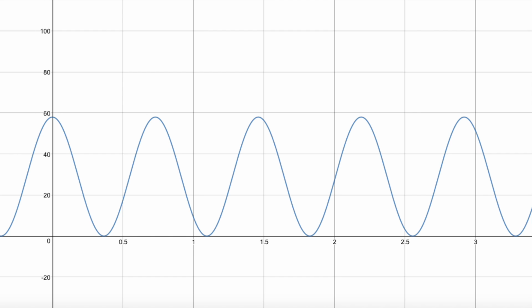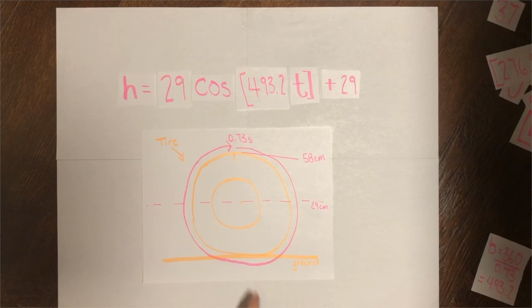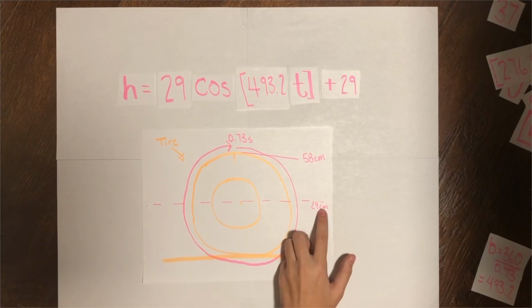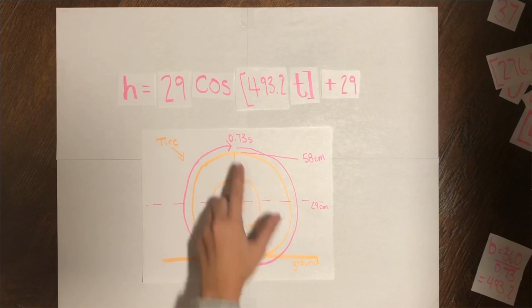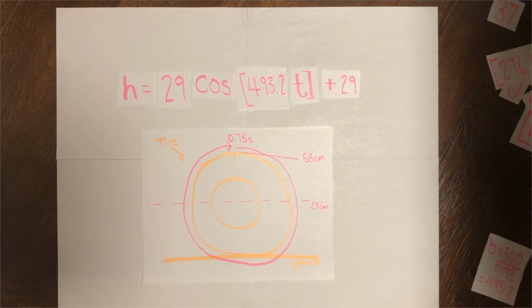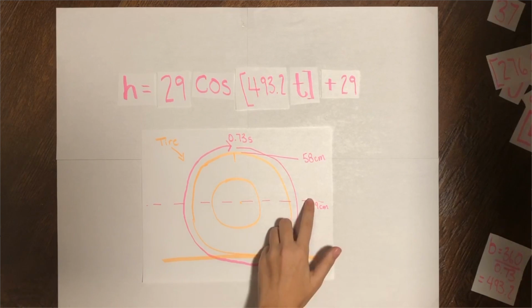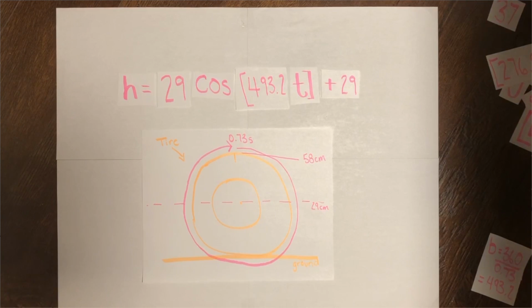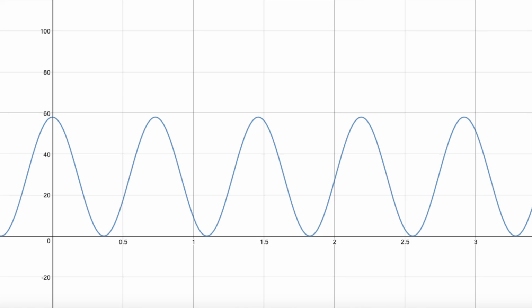Our h value is not shown in our equation because it has a value of 0. This is because our function starts at 0 seconds. We know our v value is 29 because the midline of the tire is half of the height of the tire, in our case 29 centimeters. Our a value is 29 because from the midline to the maximum height of 58, it's 29 centimeters, and from the midline to the ground, it's also 29 centimeters. Lastly, our function is cosine because it's starting from the top, or the maximum, rather than the midline.